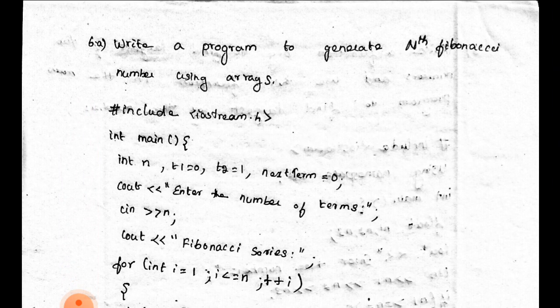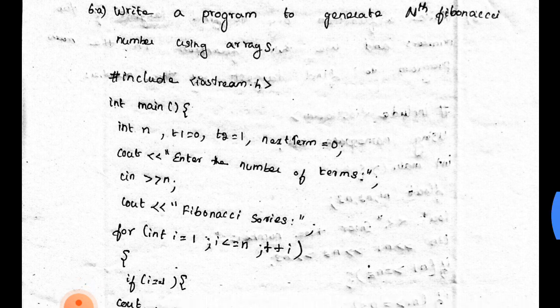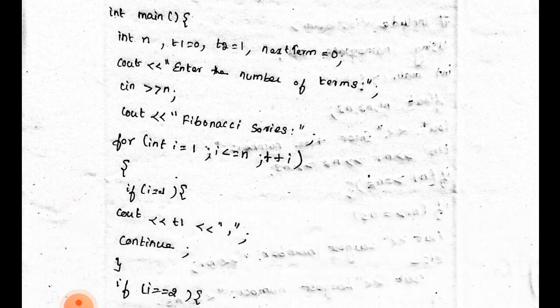Write a program to generate nth Fibonacci number using array. Here in the main function we declare the numbers int n, t1 equal to 0, t2 equal to 1, next term equal to 0. First enter the term number. This is used for entering our number. Nth Fibonacci series. So cout Fibonacci series. Here i equal to 1, i less than or equal to n, i plus plus, one increment each time.